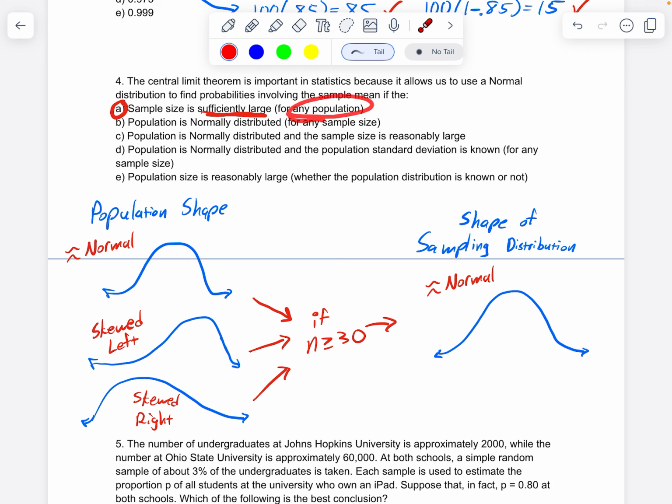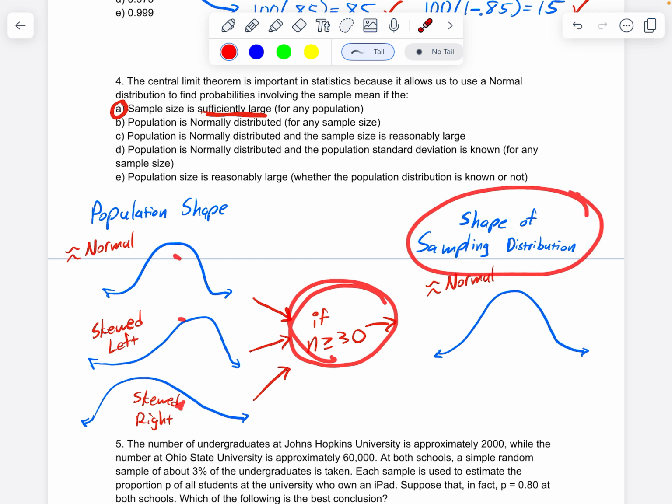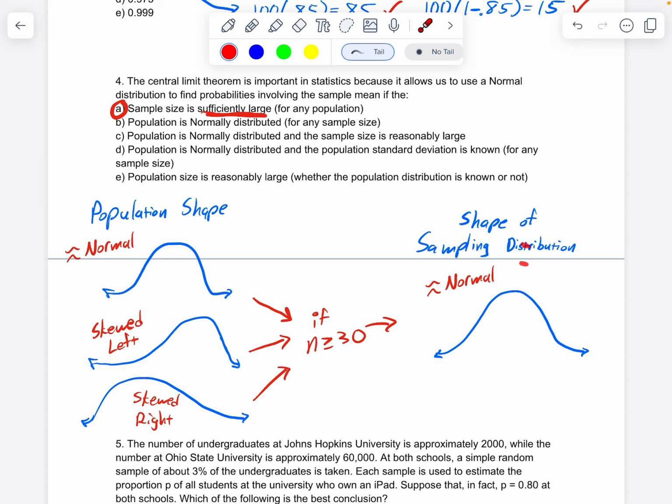For any population, so let me just address this for a second. It does not matter what the shape of the population is. The population can be normal, can be skewed left, skewed right. It doesn't matter, folks. As long as you sample 30 items from these populations, the resulting sampling distribution, this is what we care about, the resulting sampling distribution will be normal. Okay? So that rules out B and C and D. And the CLT is not talking about population size. It's talking about sample size. So it's not E.